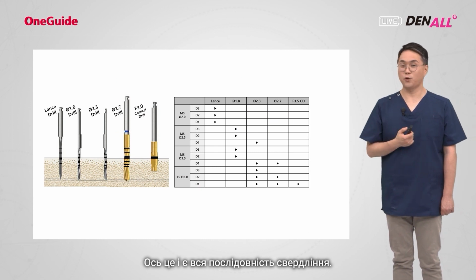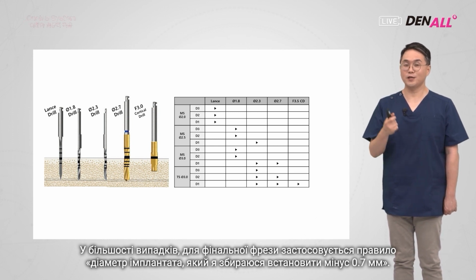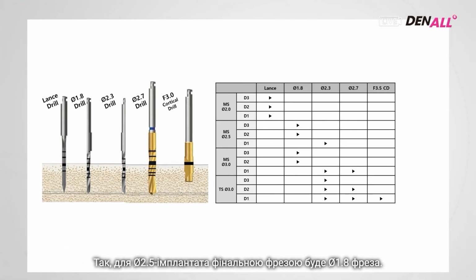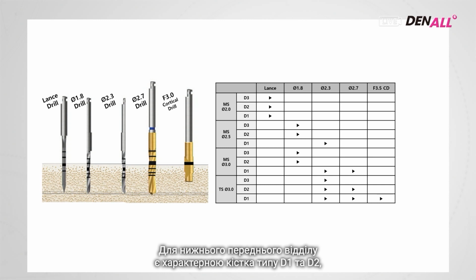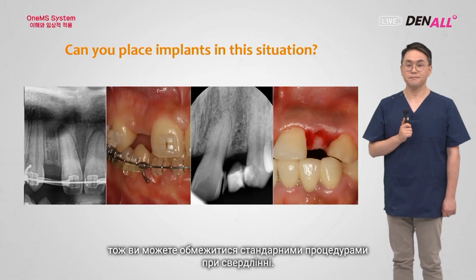So this is the drilling sequence. In most cases, the implant that I want to place, minus 0.7, should be the final drill that you use. So for 2.5 it's 1.8, for 3.0 you use this type of drill. This is when the bone quality is normal, but on the lower anterior side, D1 or D2 are typical bone quality, so the normal drilling procedure is something that you could use.